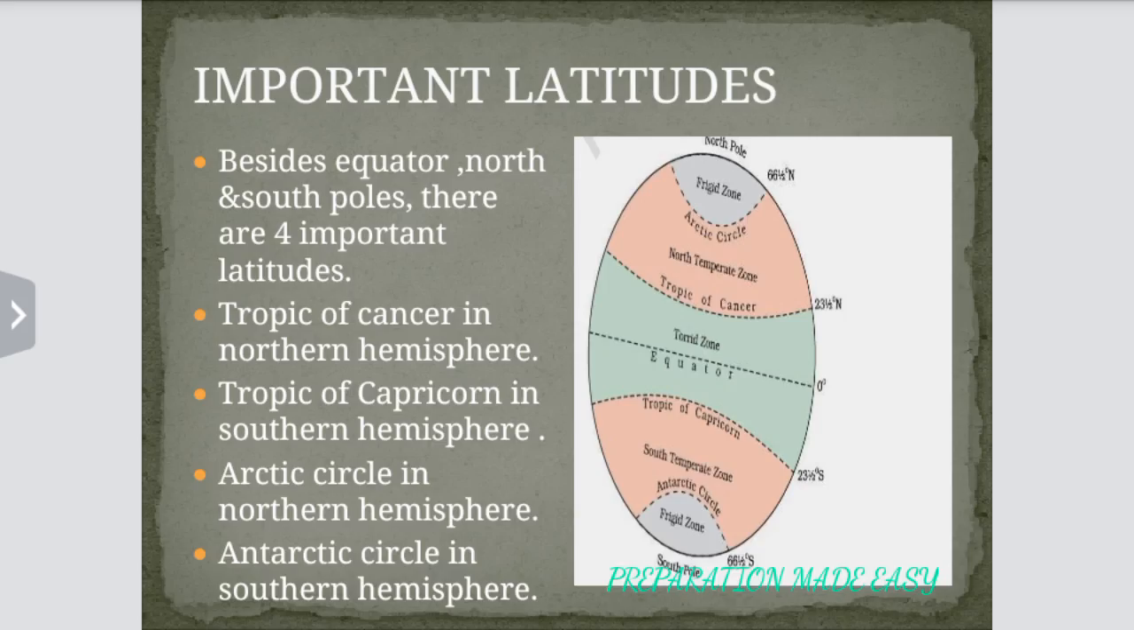See, by picture we can see that the Tropic of Cancer, which is north of equator, is represented by 23.5 north latitude, and Tropic of Capricorn, which is south of equator, is represented by 23.5 south latitude. Arctic Circle, which is north of equator, is represented by 66.5 north latitude, and Antarctic Circle is represented by 66.5 south latitude.